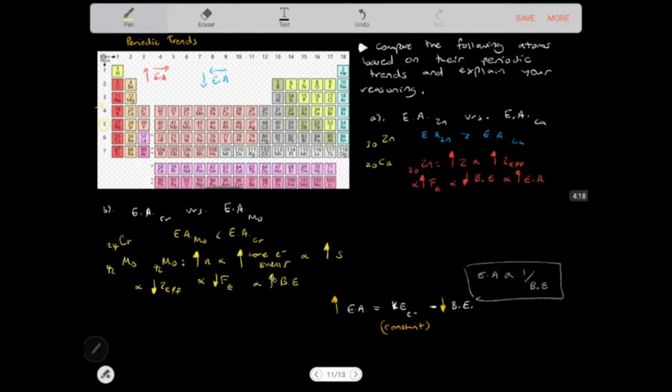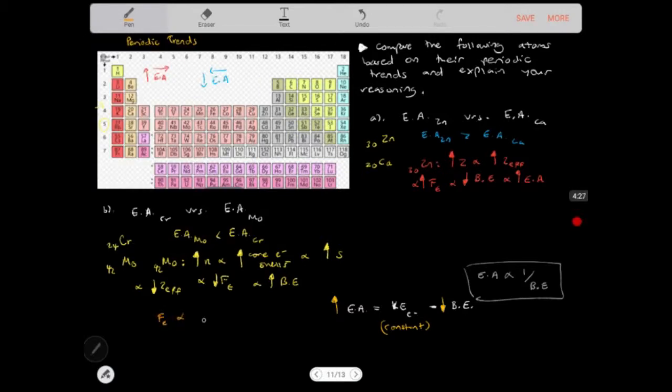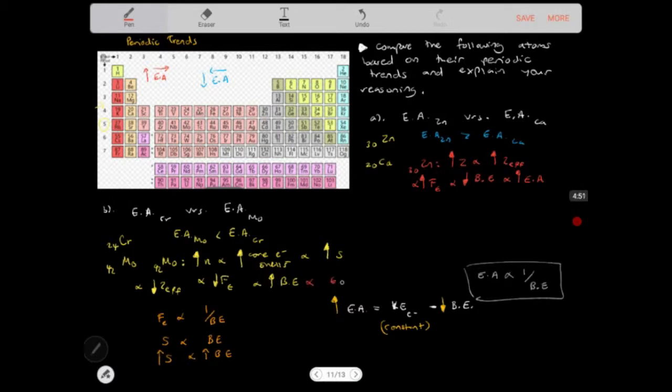Shielding, furthermore, will also cause repulsion forces, which increase the barrier energy, right? So this is another thing that you want to think about. We know that force of attraction is inversely proportional to barrier energy, but shielding, on the other hand, is directly proportional to barrier energy. As shielding increases, the barrier energy increases. There's more resistance, because shielding causes repulsion forces, which resist electron addition. Same notion with barrier energy. And as barrier energy goes up, the electron affinity goes down. Okay, so it's really important to understand the notion of electron affinity, barrier energy, and how this will tie in together.